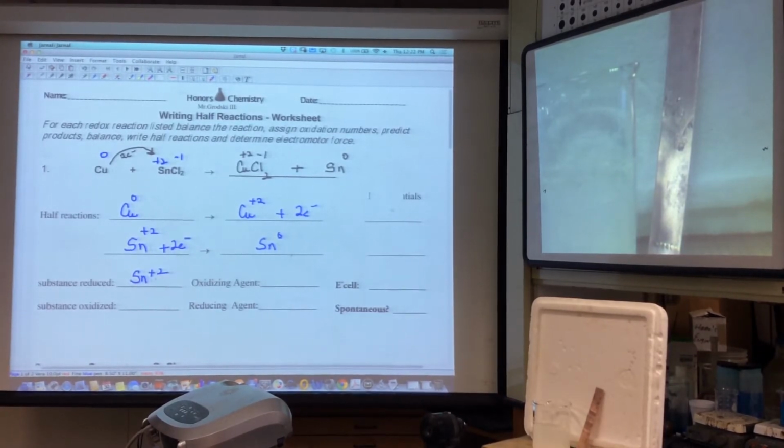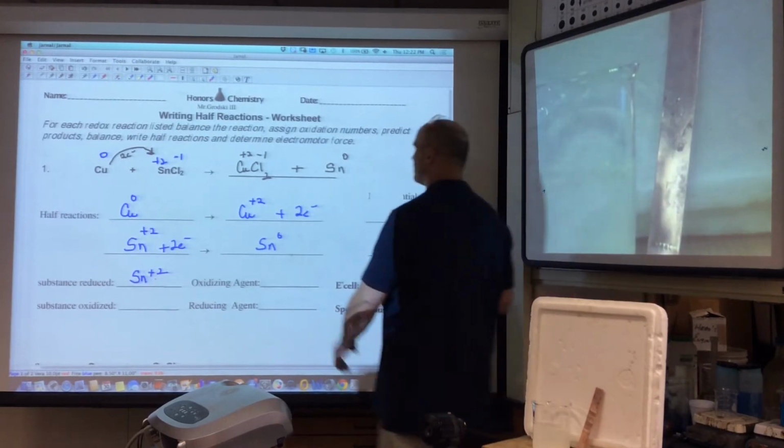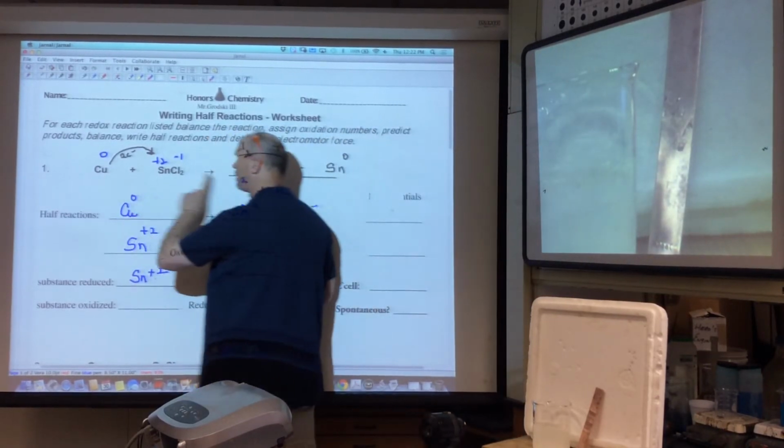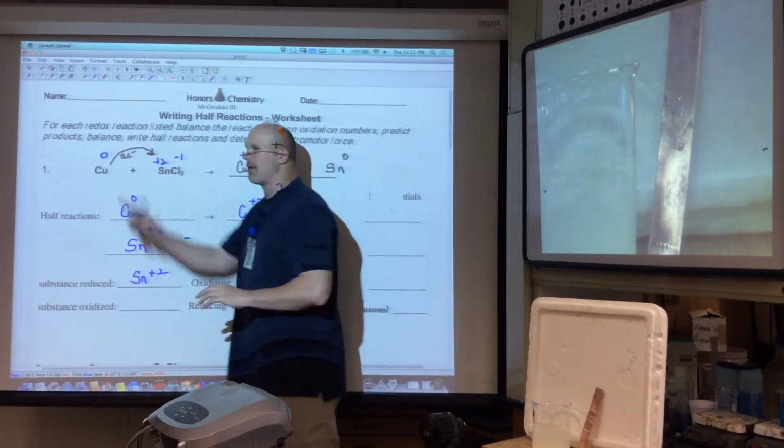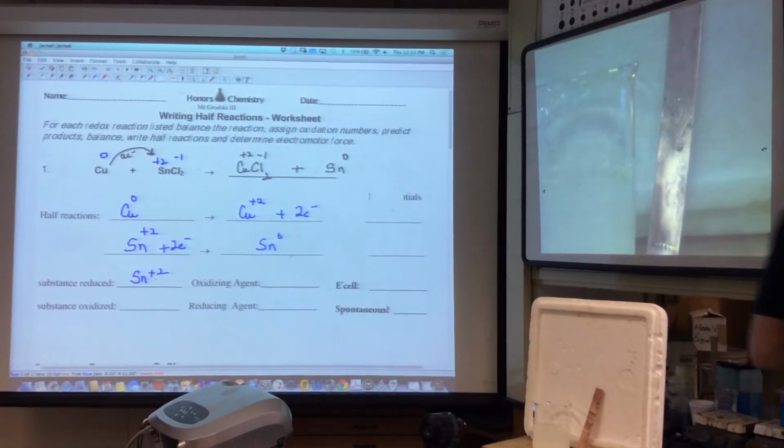Who specifically had oxidized? Cu plus 2 or Cu 0? So by saying copper, you imply the element. So copper is good, or Cu.